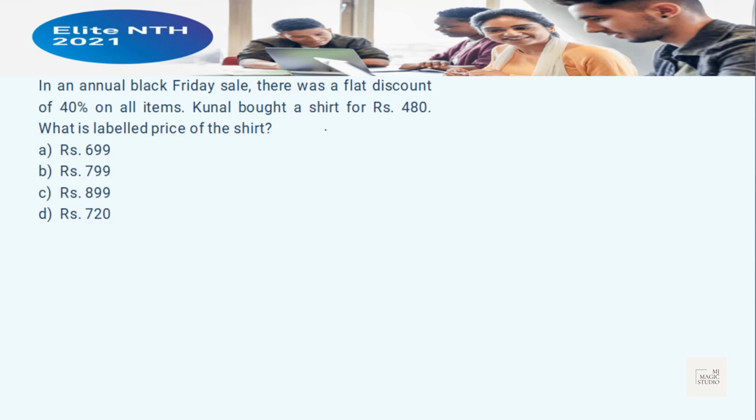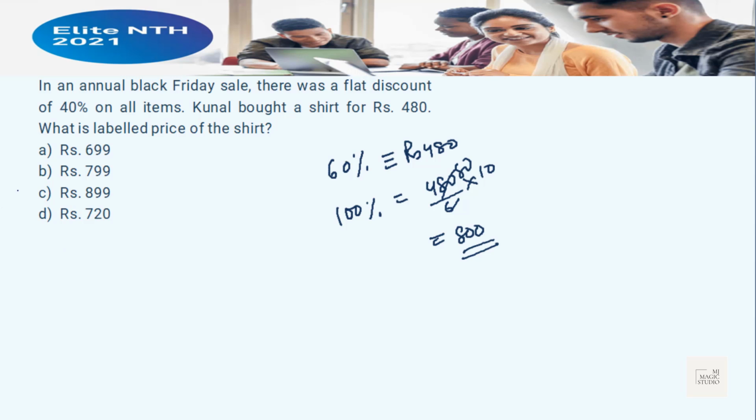In an annual Black Friday sale, there was a flat discount of 40% on all the items. Kunal bought a shirt for rupees 480. That means that should be the 60%. So 60% is equivalent to 480. What is the label price of the shirt? 100% is 480 by 6 into 10. That should be 800. So do we have 800? No. So label price would be like 799.